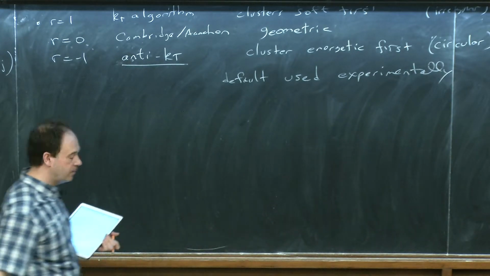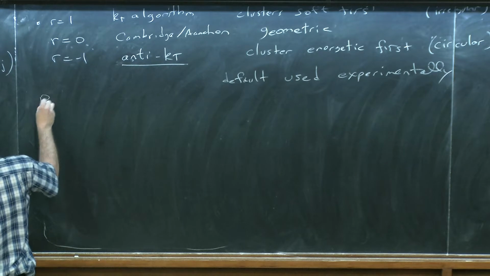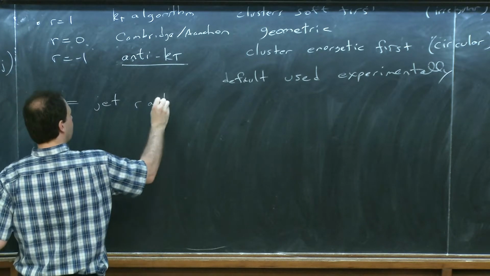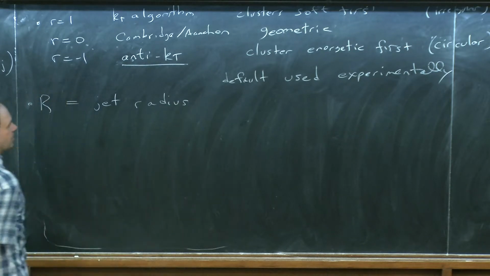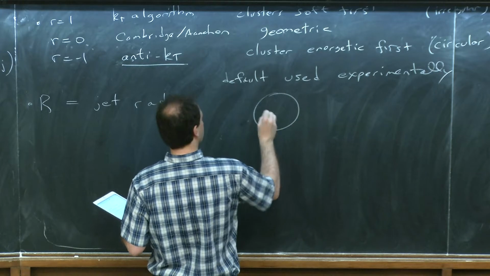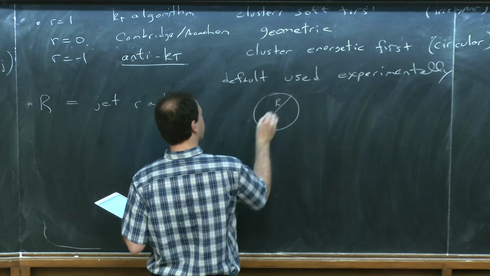Okay, so that's the definition of a jet algorithm. The other parameter is this R, and that is called the jet radius. It really is a radius in the case of the anti-KT, where you get a circle of radius R. For the other algorithms, it's just a parameter that's still called the jet radius.